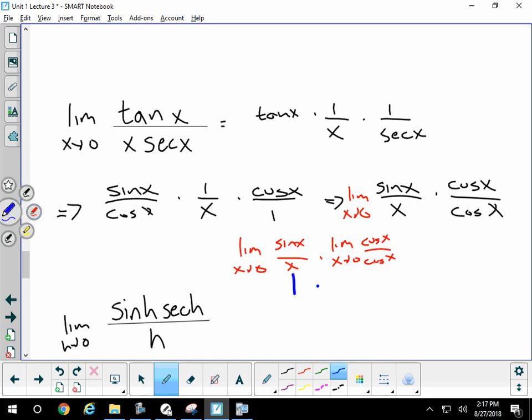This guy is 1. I can plug in 0 into this guy. Cosine of 0 is 1. I get 1 over 1. Now, you can also cancel these cosines and just get 1 as well, but the answer becomes 1.